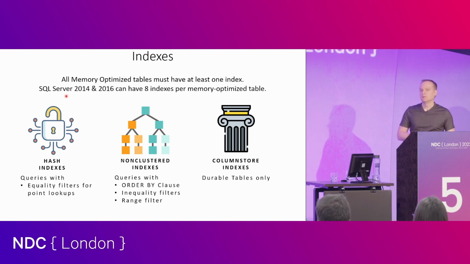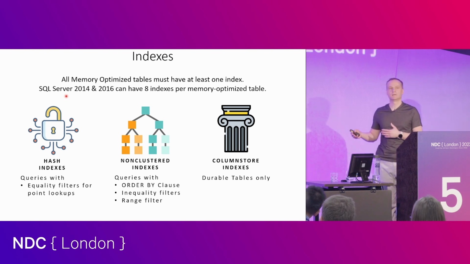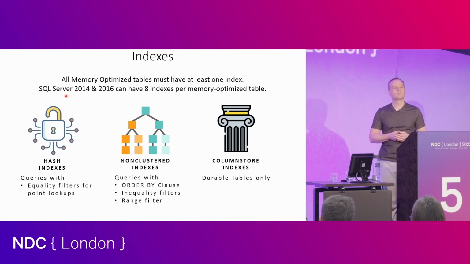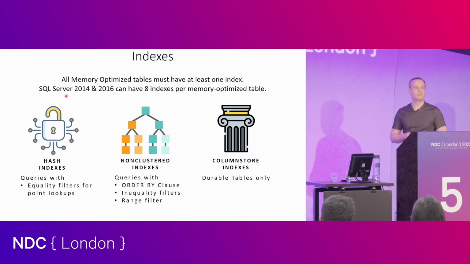So indexes, there are three types of indexes you can actually create in memory tables. The first one is the hash index. So this is just like Redis. If you have the key, you get the value. So you can actually create a hash index on that, and it will make that pretty fast.